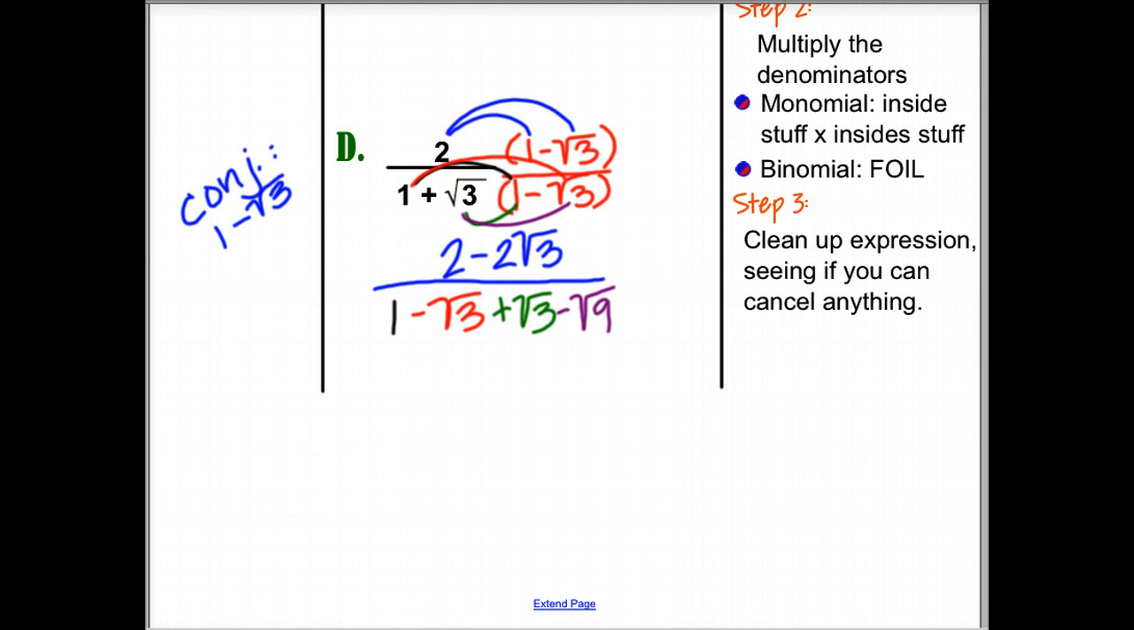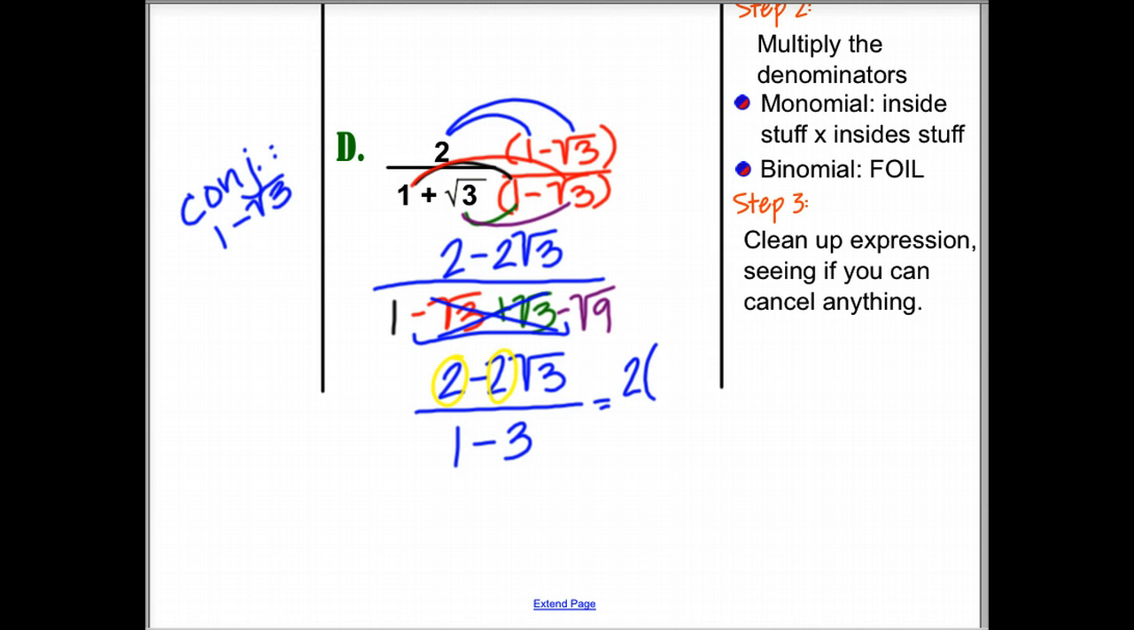Cleaning this up, our middle terms, minus the square root of 3 plus the square root of 3, cancel. And so we have 2 minus 2 square root of 3 on top. And on the bottom we have 1 minus the square root of 9, which is 3. Cleaning that up a little bit, I see that I can factor out a 2, which means I have 2 times 1 minus the square root of 3, which we could have left unfoiled up top if we had wanted to. And 1 minus 3 is negative 2.